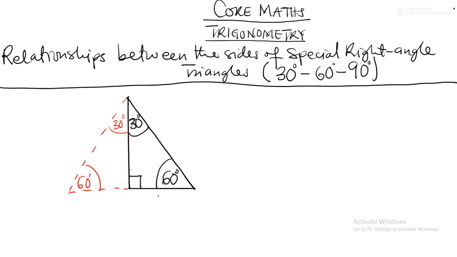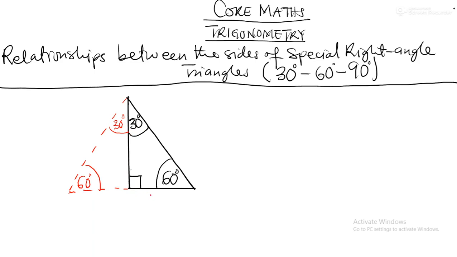Good. So this gives us an equilateral triangle. So this side is 60, this side is 60, and this side is also 60. So it is an equilateral triangle.